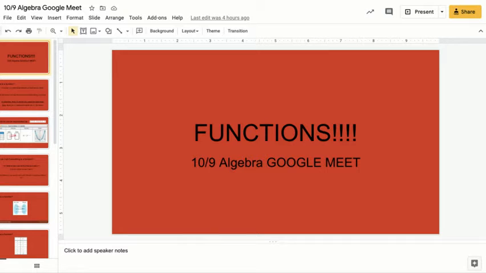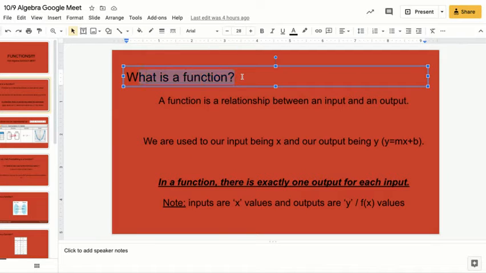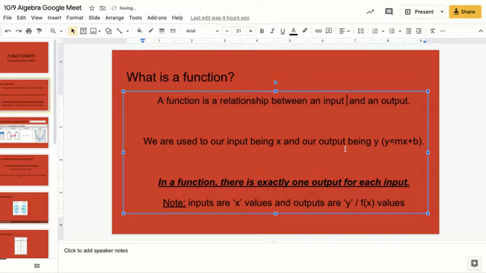I want to remind you about what a function is. So you can expect to see this on your test on Tuesday, and we have been learning that yesterday and today in section 1.7. So it's important to know that a function is a relationship between an input and an output. It is important to know that input is our x value and our output is our y value. So you could also say that a function is a relationship between an x value and a y value.